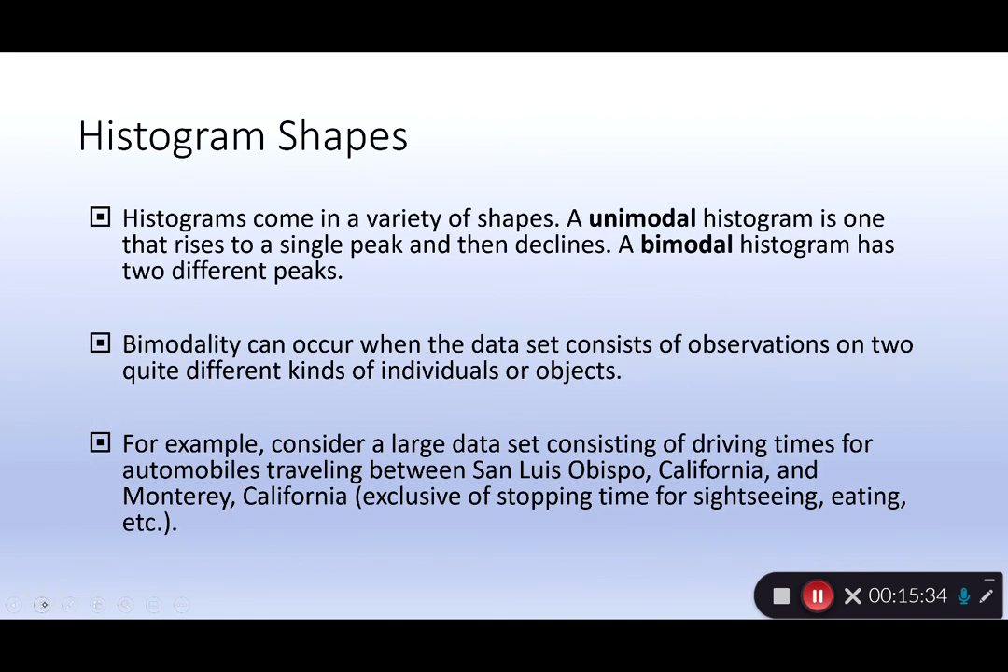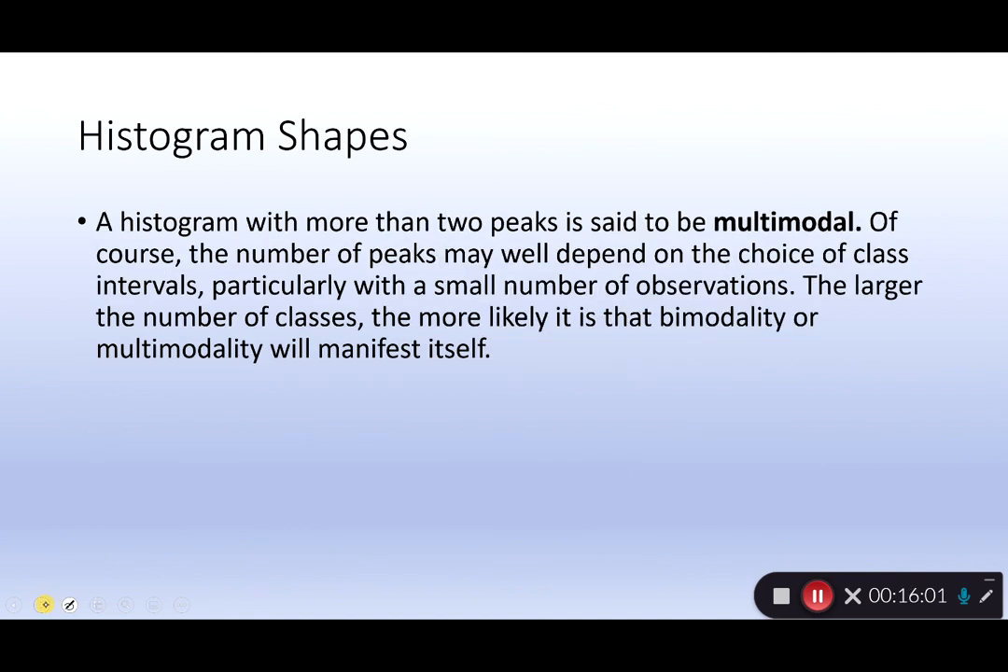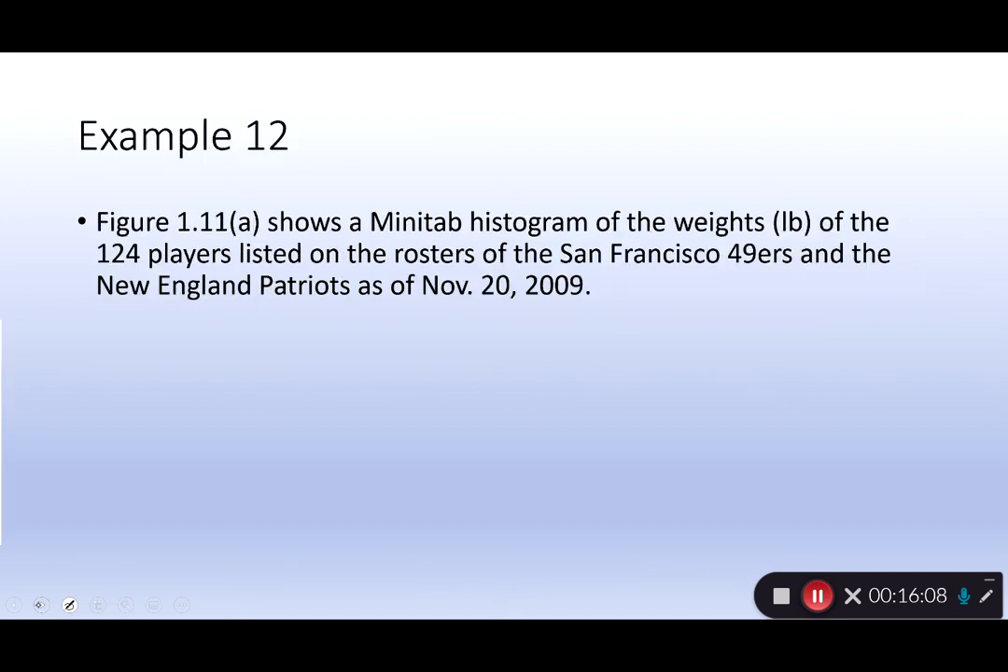All right. So histogram shapes. We said before that a data set could be unimodal. A unimodal histogram is one that goes to a single peak. A bimodal histogram will have two different peaks, but they will both be of the same height. Or we could have a multimodal histogram, which means that it goes to more than two peaks.